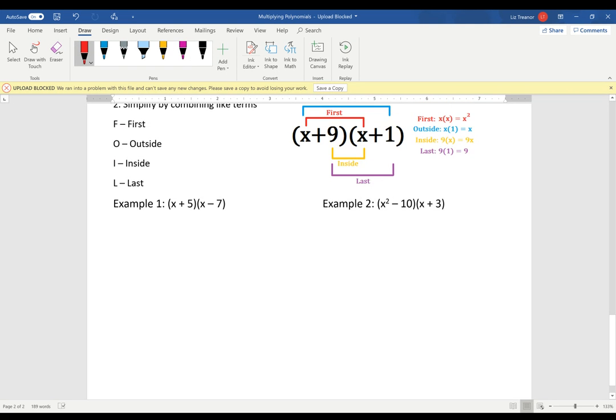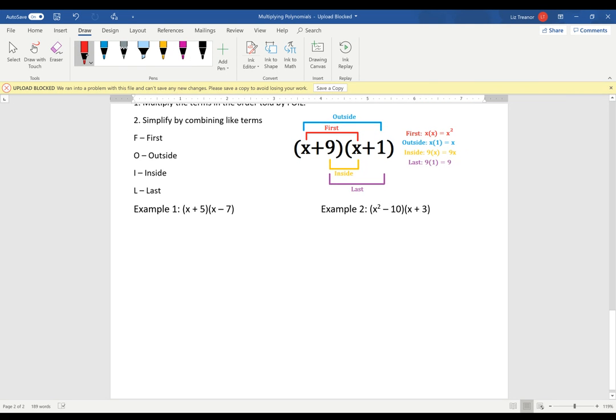So I'm going to start with the first, so F, right? And that's going to be x and x. So x times x. Remember, there is an imaginary 1 here, and like you learned with Mr. Curry, when you multiply, you add the exponents. So this is x squared. Now the outside, what's on the edges, that's x and negative 7. So x times negative 7, we get negative 7x.